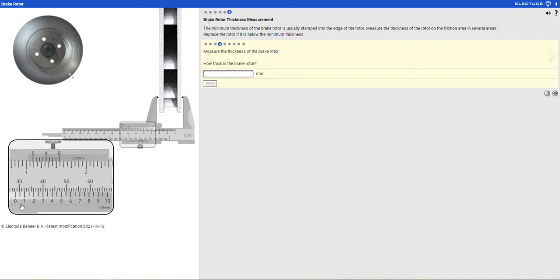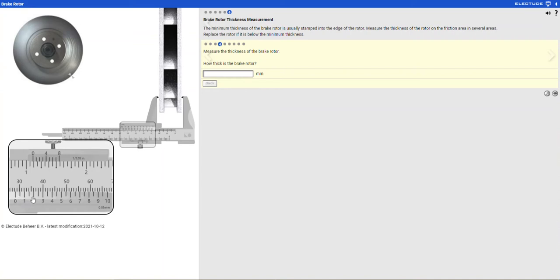To read a vernier caliper, we need to find the whole number that's either lining up with or just to the left of this zero. These are our whole numbers, so this is 30, this would be 29, and 28. So I've got a whole number of 28, and the next step is to find the vernier scale that matches perfectly with the hash above it.